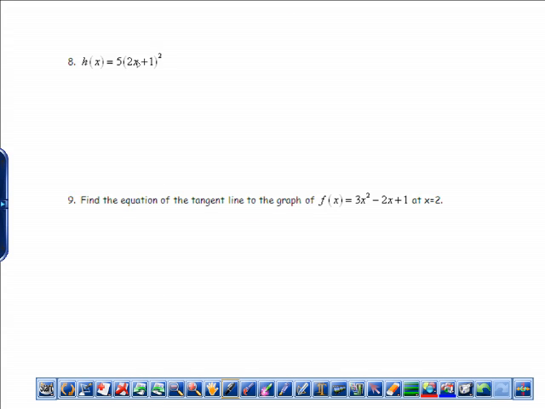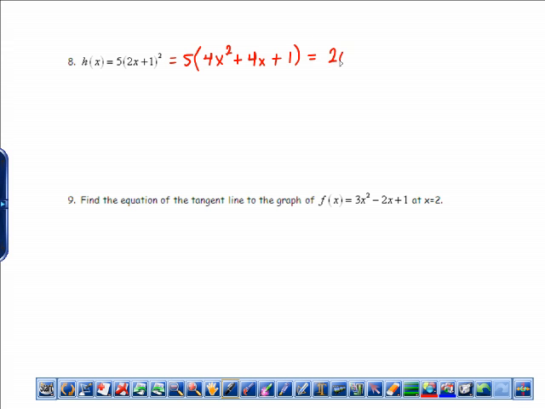Okay, number 8. This looks like it's way different. And later on I'm going to give you a rule for dealing with something in this form as it is. But right now we don't have knowledge of how to do this. So we actually are going to have to just multiply this out. So when I square 2x plus 1, that is going to give me 4x squared plus 4x, take as many steps as you need to do this, plus 1.